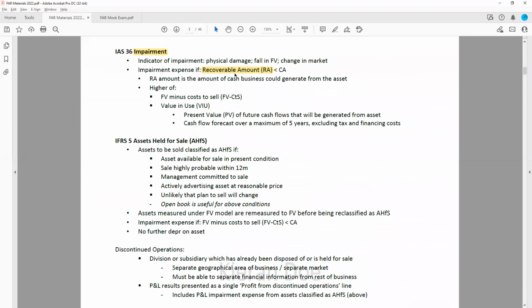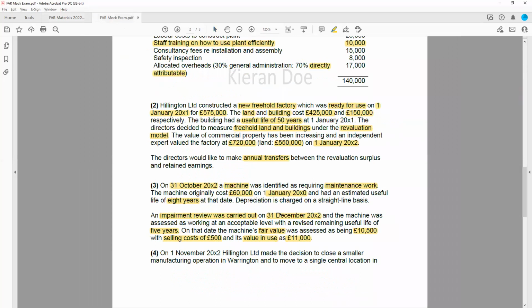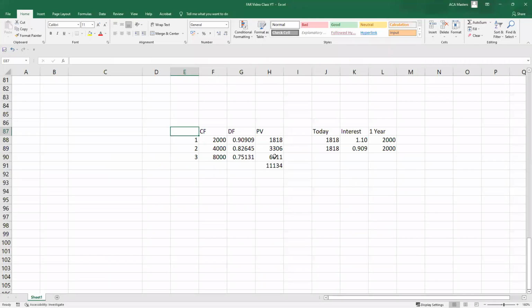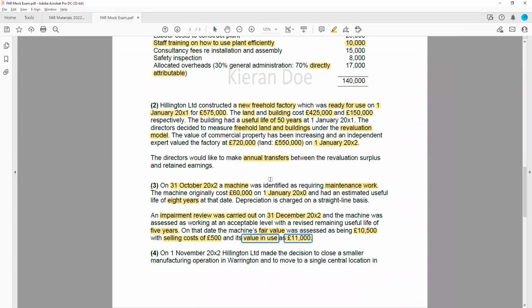So therefore we can see with this asset that we know its value in use and we know its fair value, so what they'd get from selling it. And clearly we can see its value in use is higher, so we'll assume that's what they'll do. They'll use the asset to produce these cash flows because that's better than just selling it.